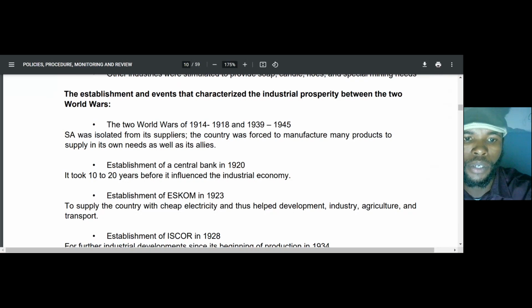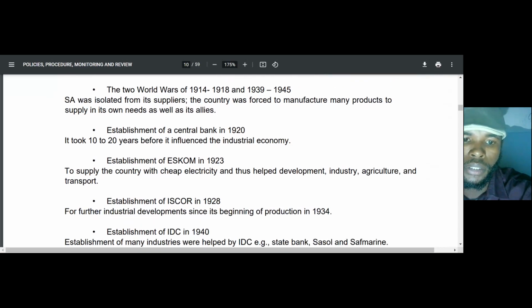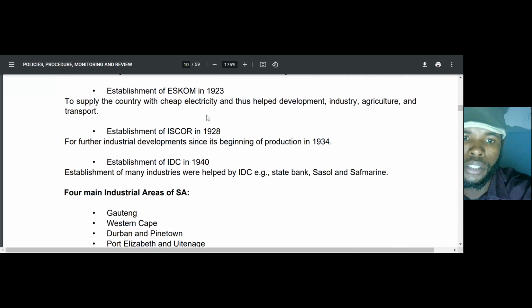Establishment of a central bank in 1920. It took 10 to 20 years before it influenced the industrial economy. Establishment of ESCOM in 1923 to supply the country with cheap electricity and thus help the development of industry, agriculture, and transport. We had cheap electricity. Now electricity is more expensive.